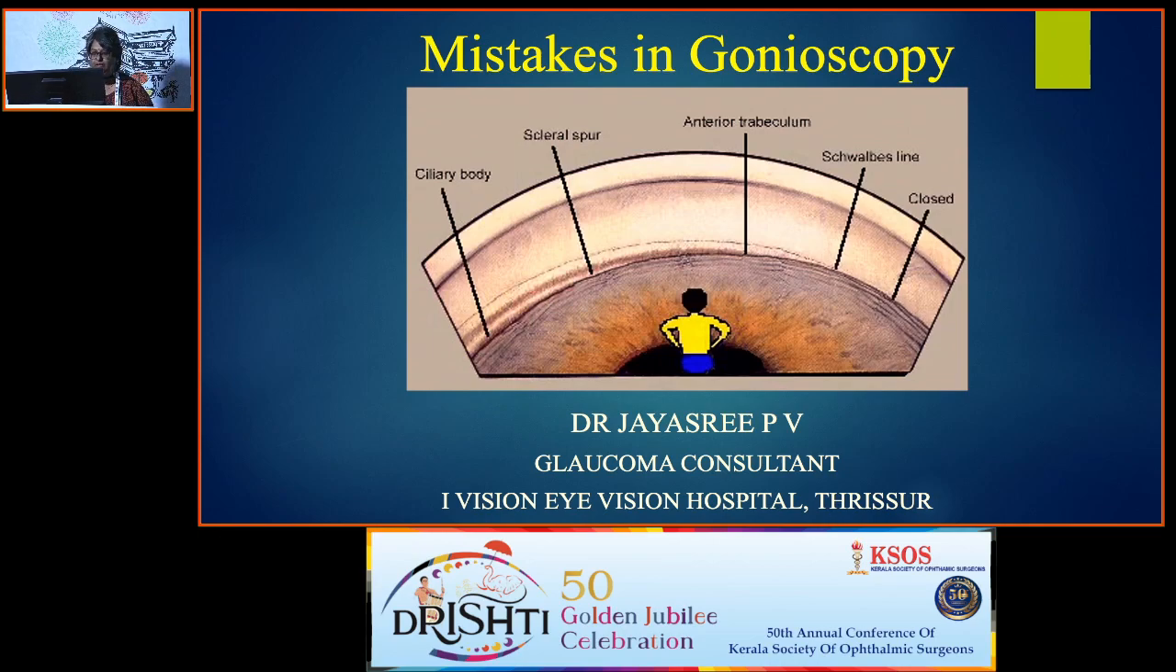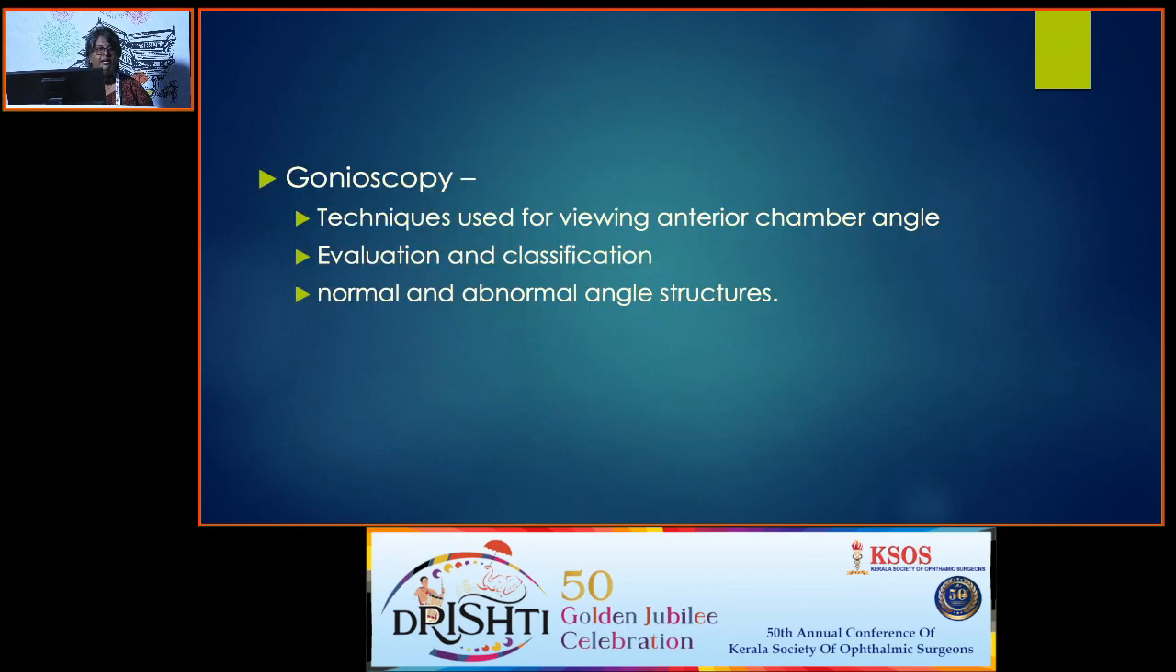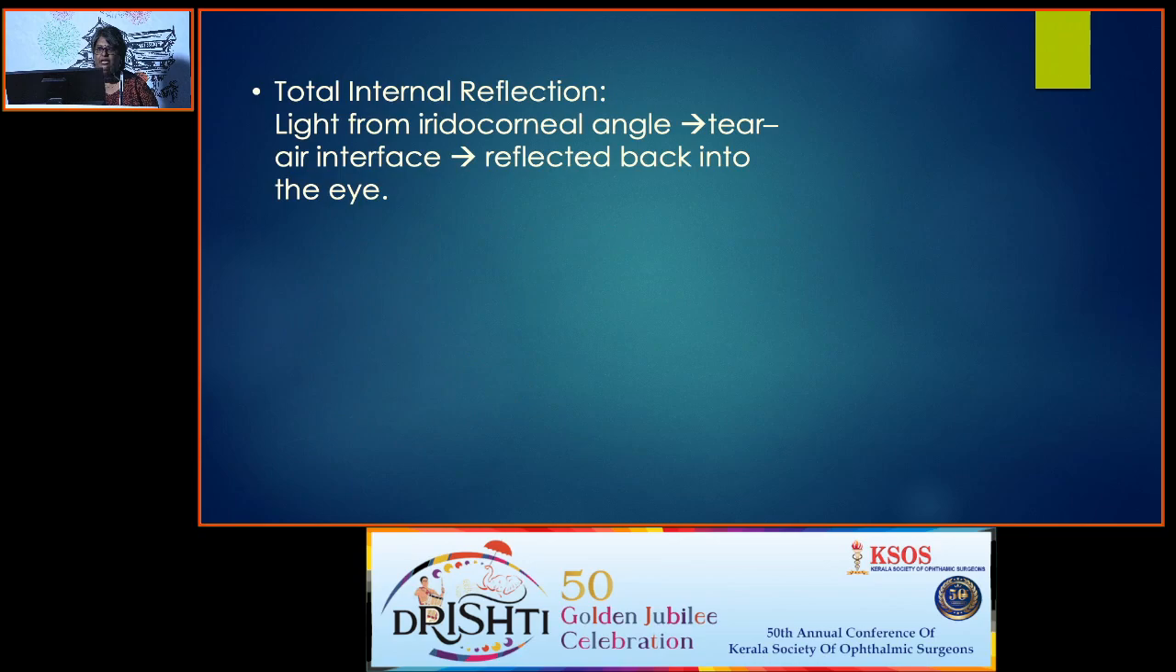So, I'll be dealing with the mistakes in gonioscopy. As we all know, gonioscopy is a technique used for viewing the anterior chamber angle, and it was initially in 1907 that the angle of the anterior chamber was viewed. It was not with a gonioscope. It was in a keratoglobus eye.